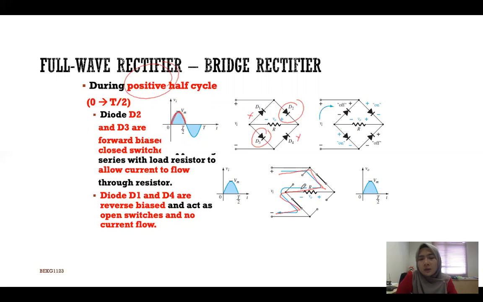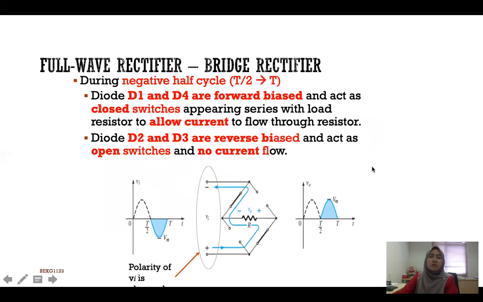And you can calculate for the V0. So if you calculate for the V0 is here. So V0 is equals to Vm during the positive half cycle. During the negative half cycle, okay, this is the negative half cycle.